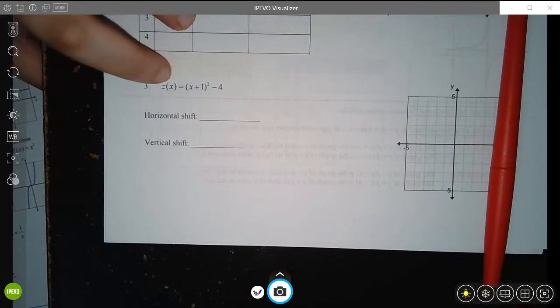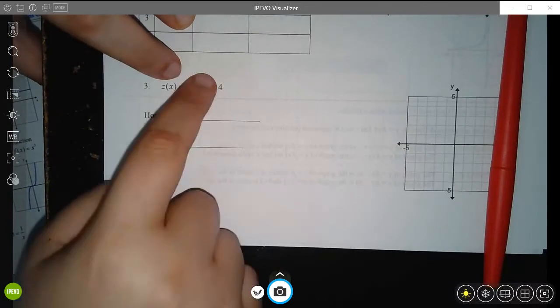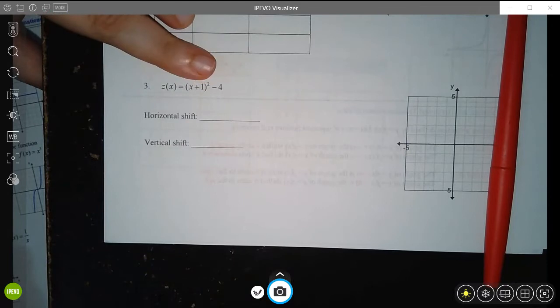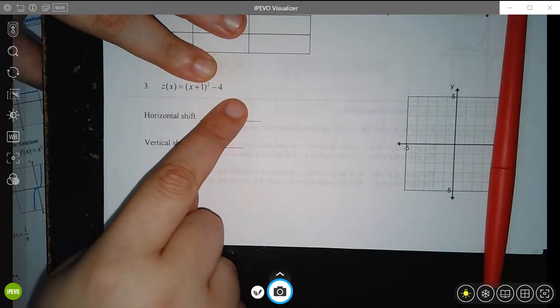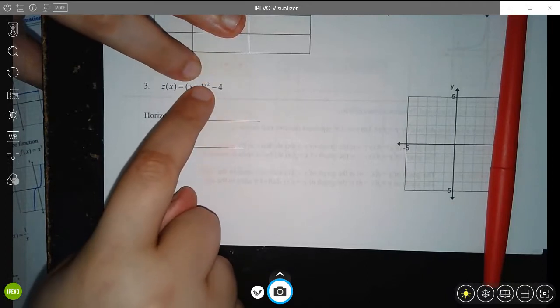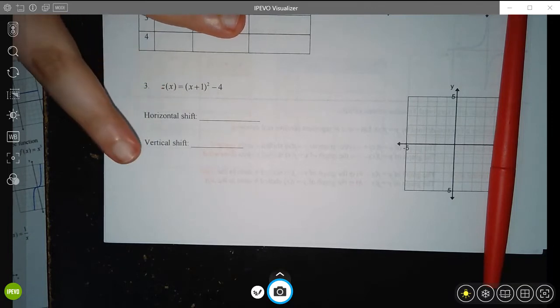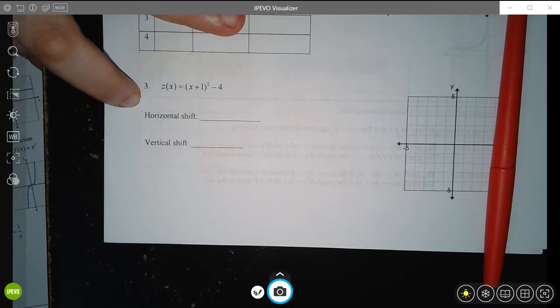Yes, but here's the question. So we have the z of x equals x plus 1 squared and then -4. Yes? So as you can notice, I'm doing both transformations at the same time. We have the inside and the outside. We have x plus 1 squared -4. So before I graph it, can you guys tell me how many spaces are we going to move horizontally and how many spaces are we going to move vertically? And are they negative or positive? Like, is it up or down, left or right? What do you think?